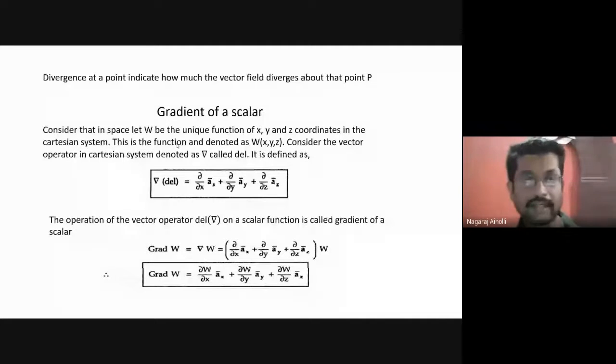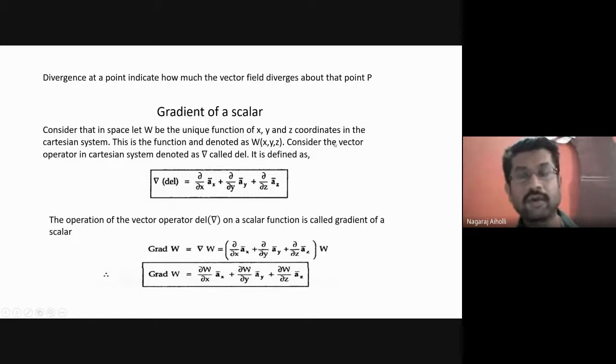Let us say there is some scalar quantity W. It is a function of x, y, and z coordinates. There is some scalar function W. It is a function of x, y, and z coordinates in the Cartesian system. That is, this function is denoted as W of x comma y comma z.